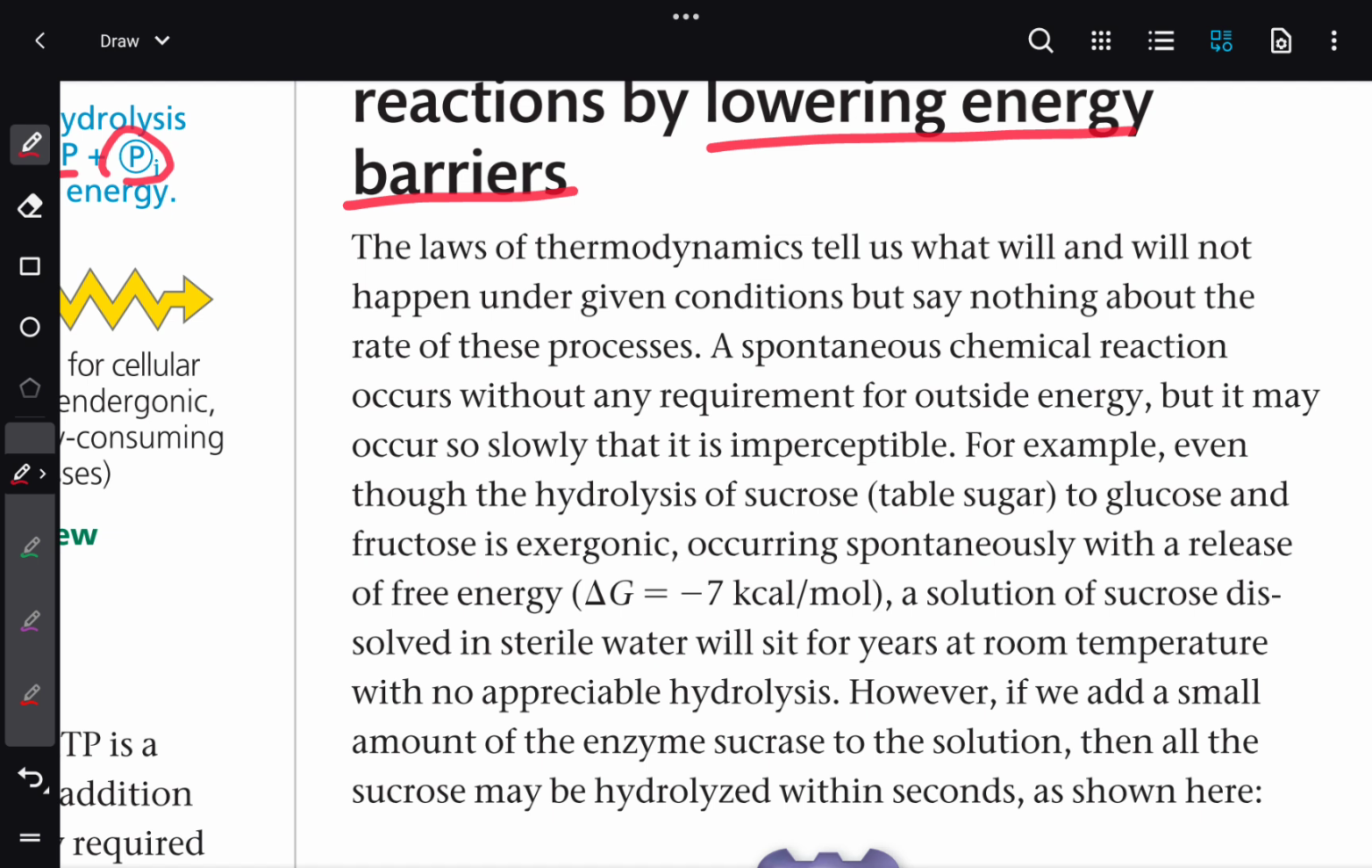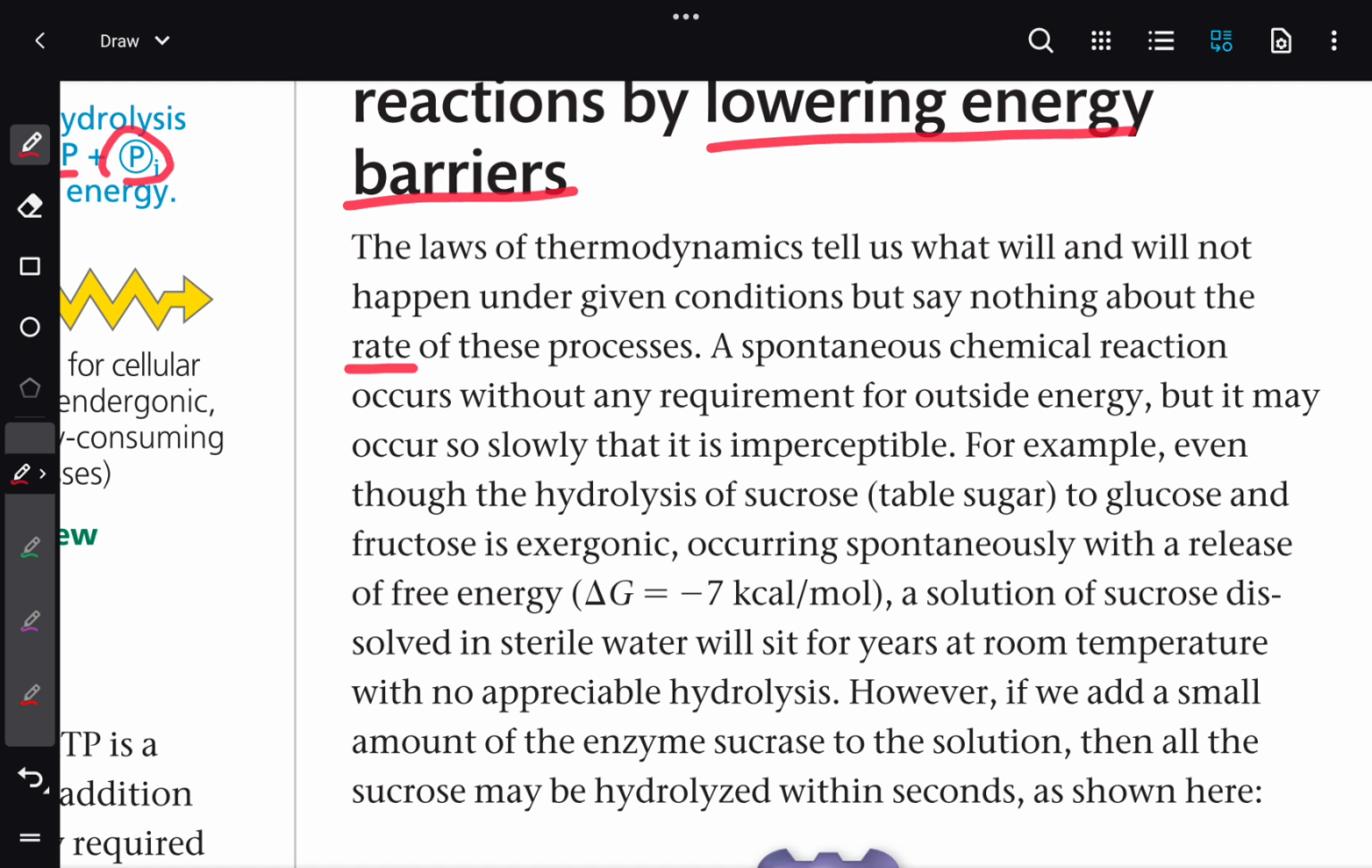Now the laws of thermodynamics tell us what will and will not happen under given conditions, but say nothing about the rate of these processes. Nice, and that's a very important concept: the rate of these processes.